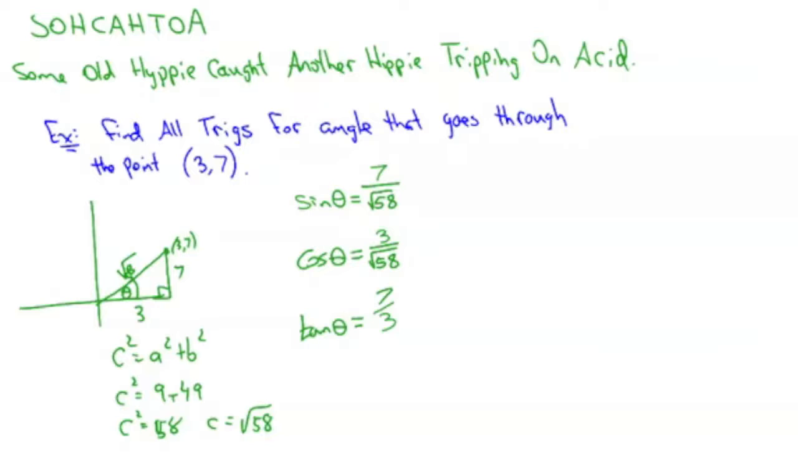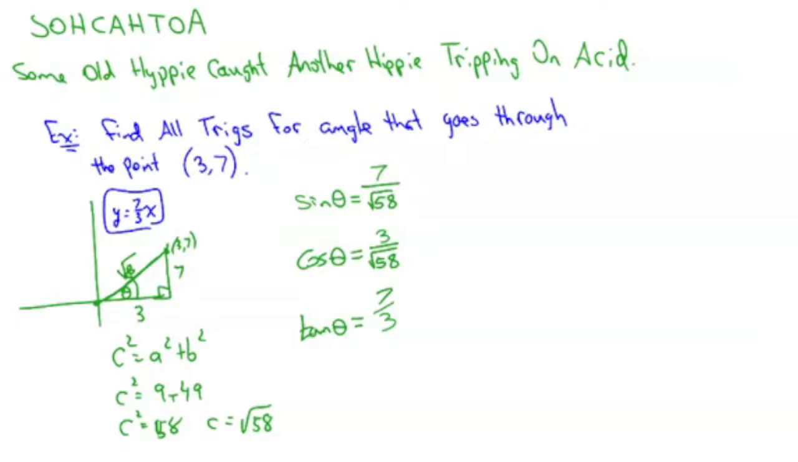Now what's really cool is if this was the equation of a line, what would be the equation of this line that forms this angle? What would be the equation of this line going through (3, 7) and (0, 0)? What's the slope? 7 thirds. And it's going through the origin, so the equation of this line is y equals 7 thirds x. And you'll notice that tangent is also 7 thirds. So the tangent of an angle is the same thing as the slope of a line.